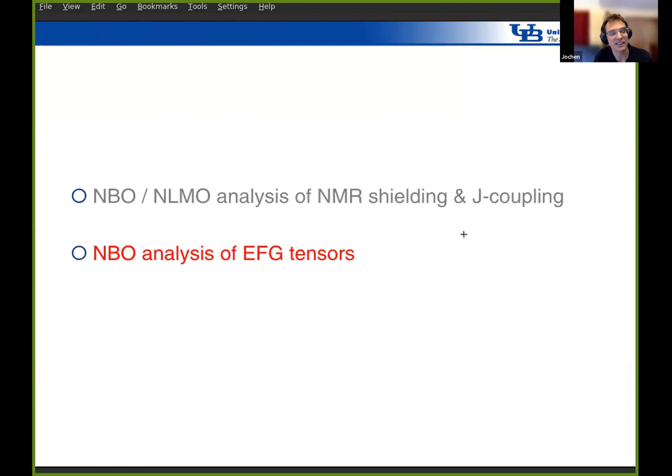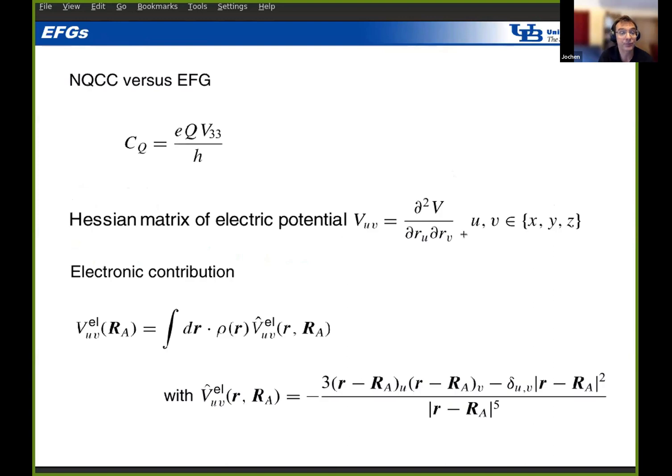Okay, and then briefly, in the interest of time, I want to talk about field gradients. This is of interest to solid state NMR spectroscopists very much, because if you have a quadrupolar nucleus, there is the nuclear quadrupole coupling mechanism that superimposes itself onto the shielding and J-coupling type mechanisms in the solid state NMR spectrum. And then you have additional parameters that you can extract from the measurement that give you information about the electronic structure.